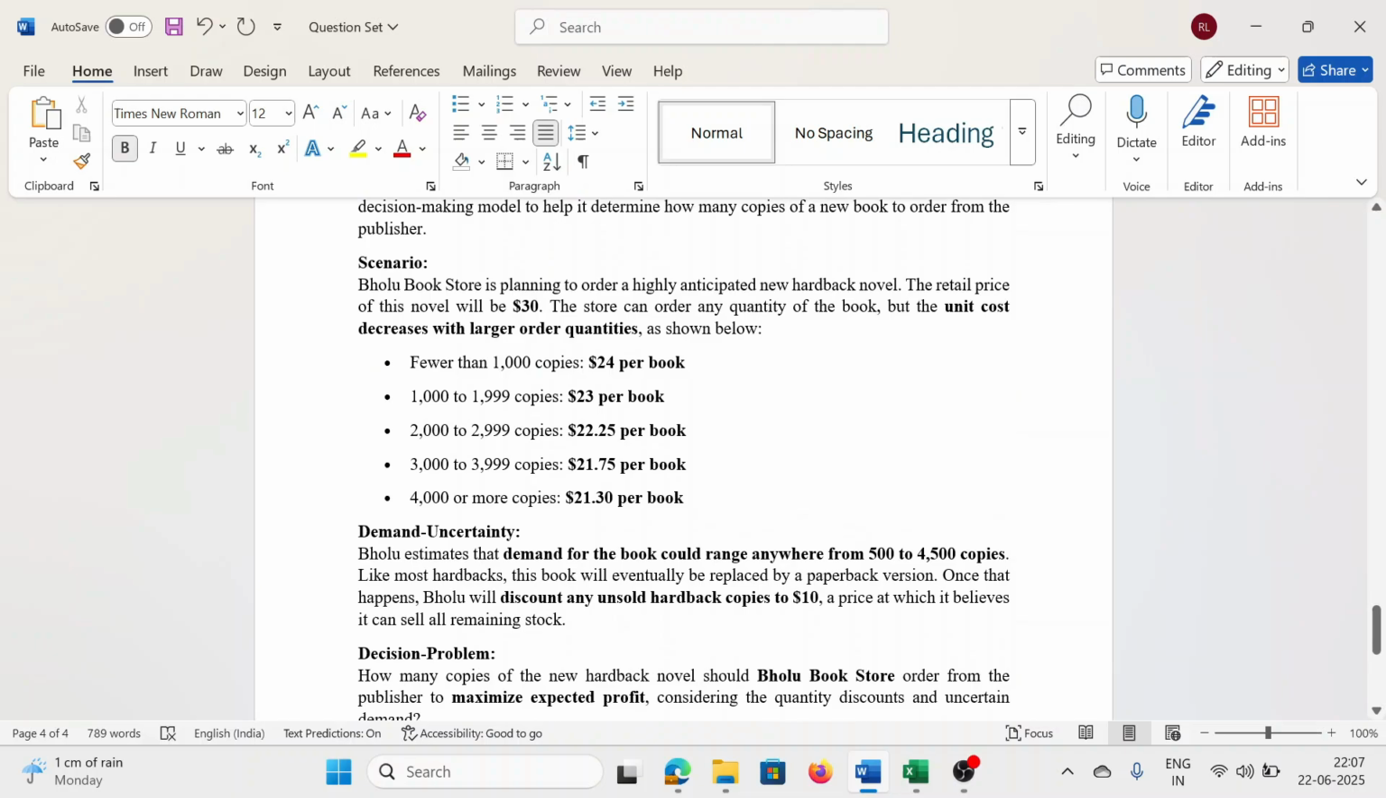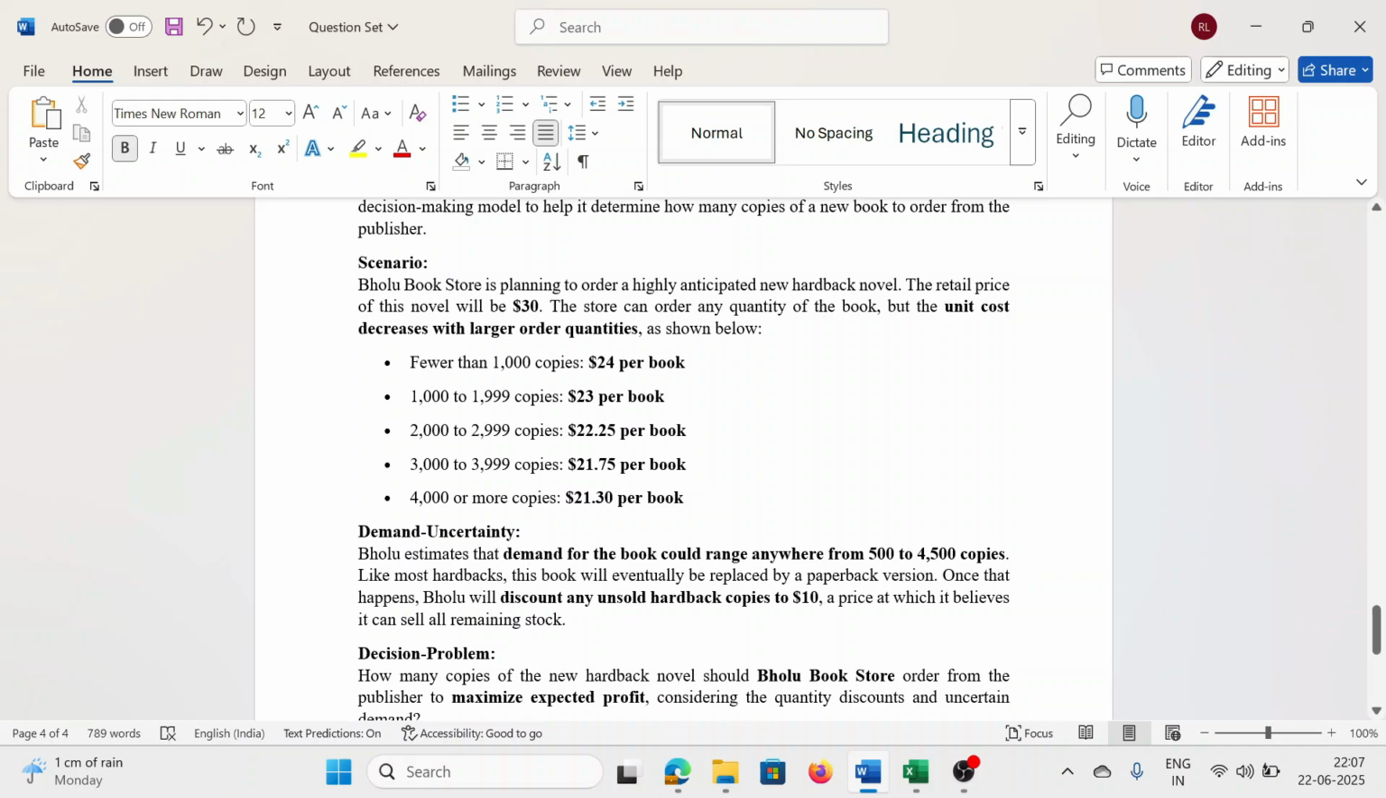So, Bholu Bookstore is planning to order a highly anticipated new hardback novel. The retail price has been mentioned as $30, but they have a condition: if we order more, the unit cost would decrease accordingly. So they have given a table.